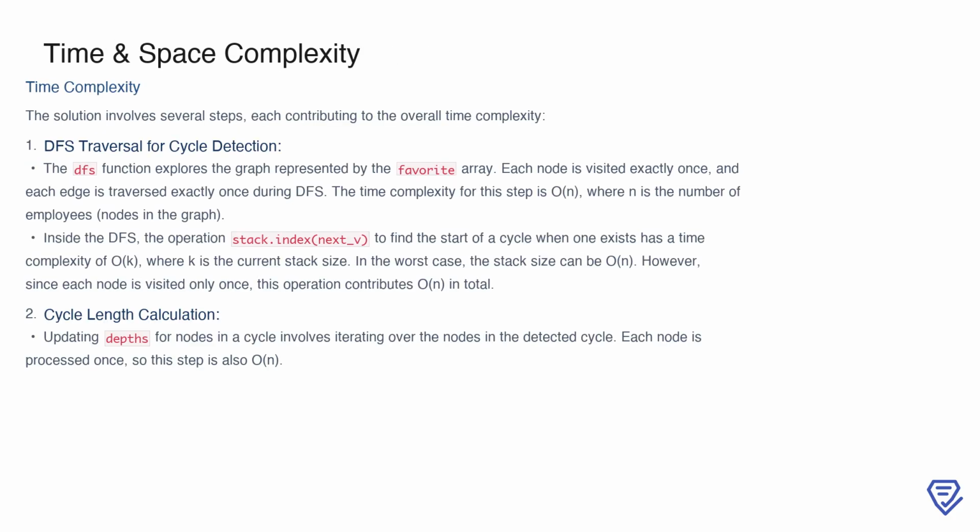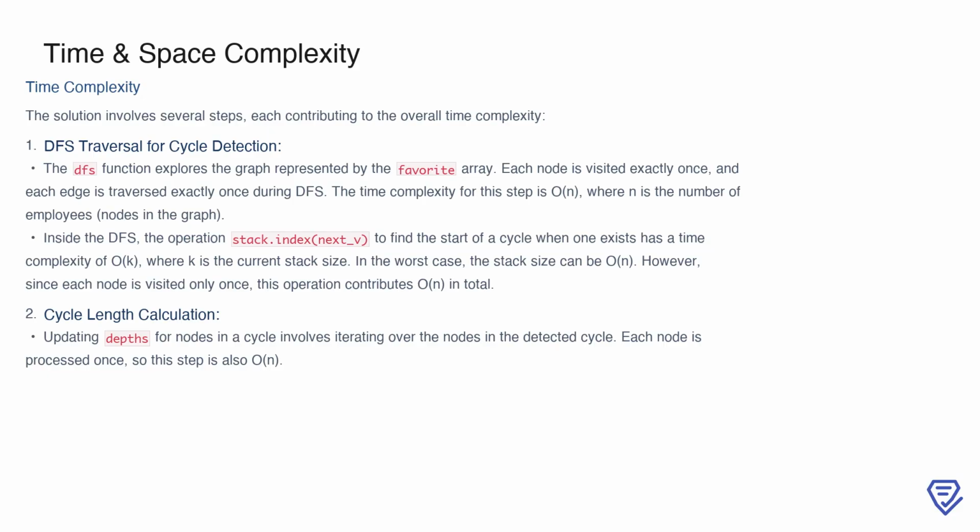To analyze the time complexity of our solution, we need to break it down into the main steps. First, the DFS traversal is used to detect cycles in the graph represented by the favorite array. In this step, each node is visited exactly once, and each edge is traversed exactly once, resulting in a time complexity of O(n), where n is the number of employees or nodes.